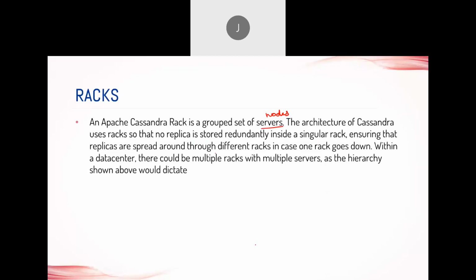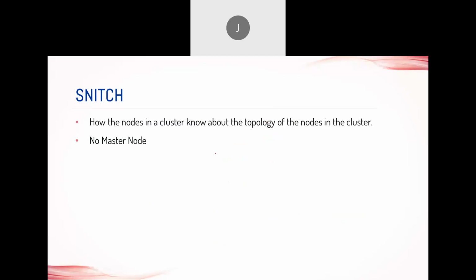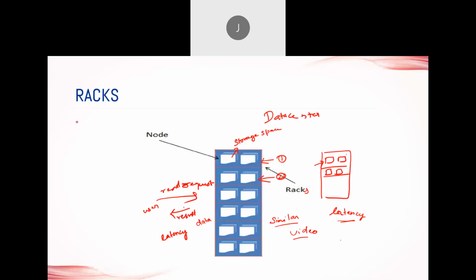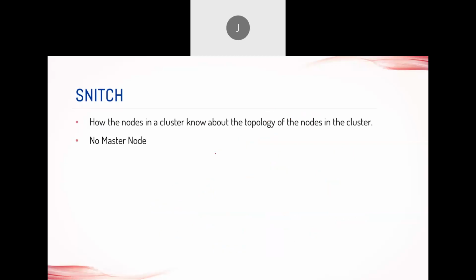Whatever I have explained till now, they have given it here. Multiple racks, you can go through this. This is just the theory part. Now how does Cassandra understand its topology, in the sense of how the racks are distributed, how the racks are configured, how many nodes are there in the racks, and how they are interconnected with other racks? All this information is understood by a technology called a snitch.